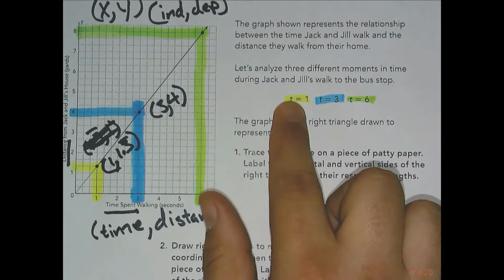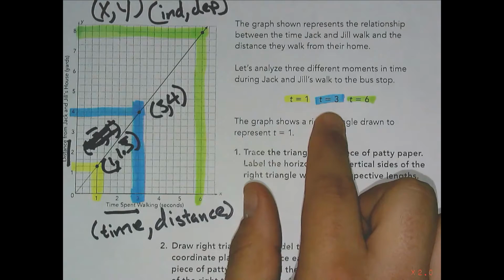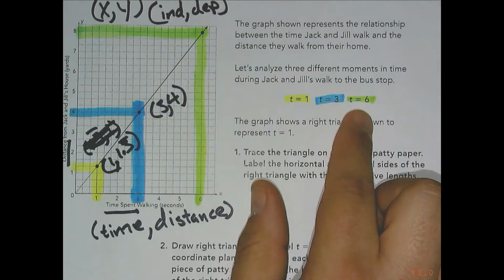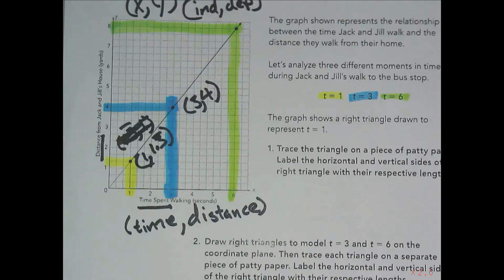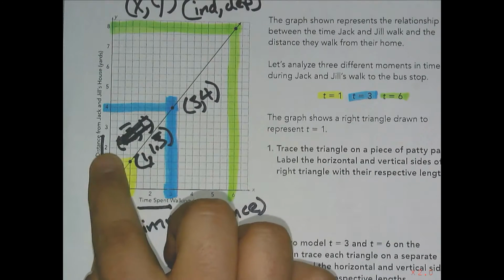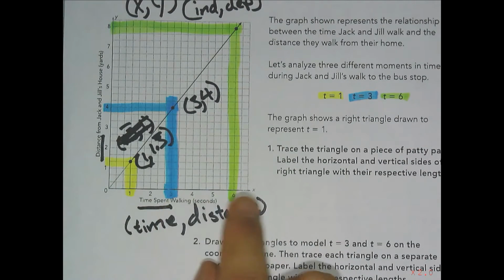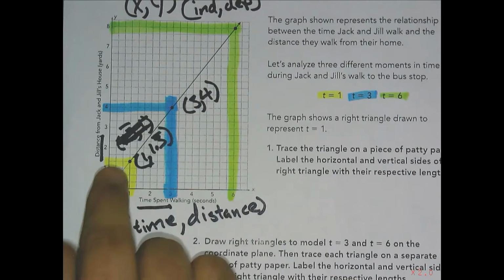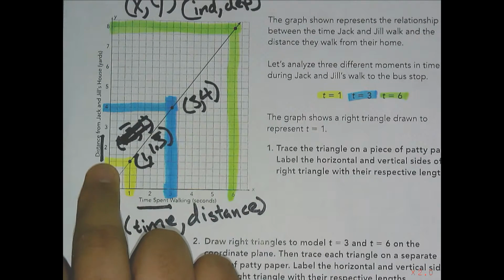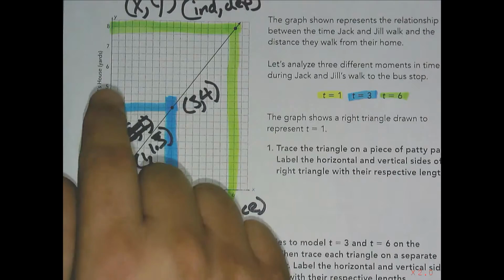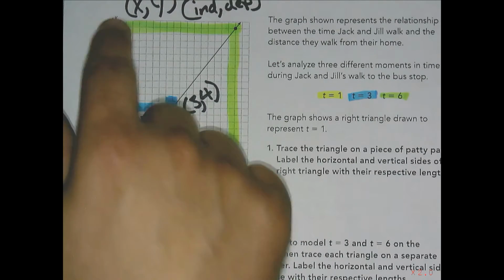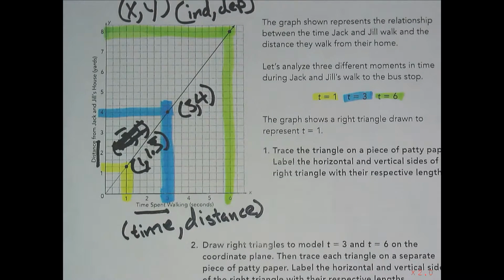So we're going to look at when the time equals 1, when the time equals 3, and when the time equals 6. So what I did is I highlighted the time when it's 1 second, when it's 3 seconds, and when it's 6 seconds. And then I marked the corresponding distance. Here it is 1.3 yards, here it is 4 yards, and up here it is 8 yards.